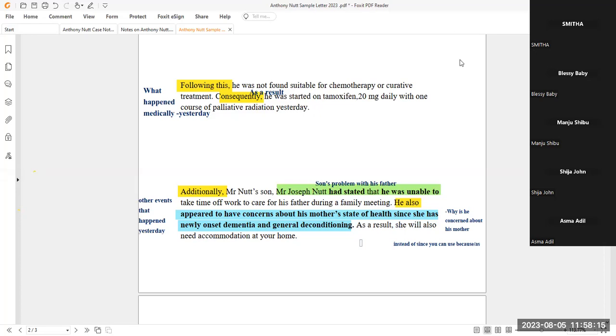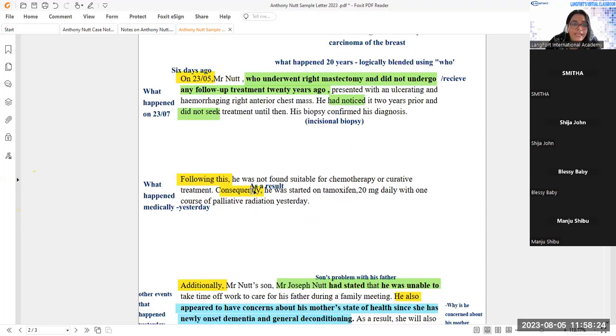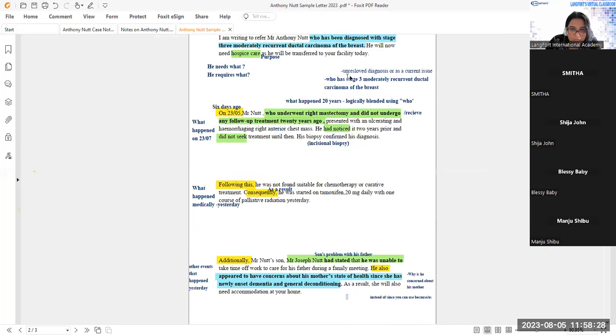Okay, Smita, Blessy, Manju, Shija, Asma, and others, are you clear with this paragraph? Yes, ma'am, clear, ma'am. Do you want me to explain anything from the second, third, or the fourth paragraph? Just go through it before we look at the future paragraph. All of you, look at the way we have logically connected the history in here as well as here. Please go through it. This is an important letter. I cannot stress this enough.